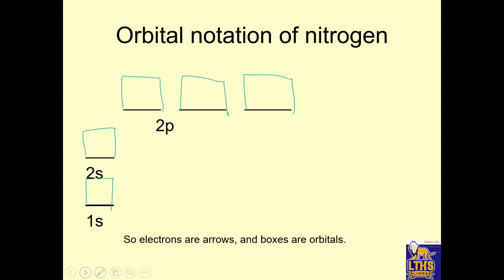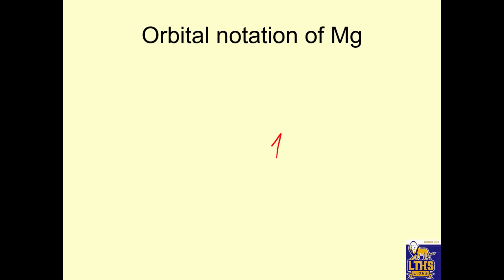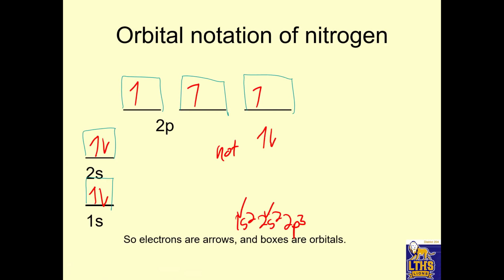All right, orbital notation of nitrogen. So nitrogen's electron configuration, I'm going to do this a lot quicker now, is 1s2, 2s2, 2p3. So remember, each orbital holds 2, up, down. 1s2, check. 2s2, up, down. Check. 2p3, up, up, up. That's what Hund's rule says. Not up, down, up. Okay? This would be wrong. This is right.